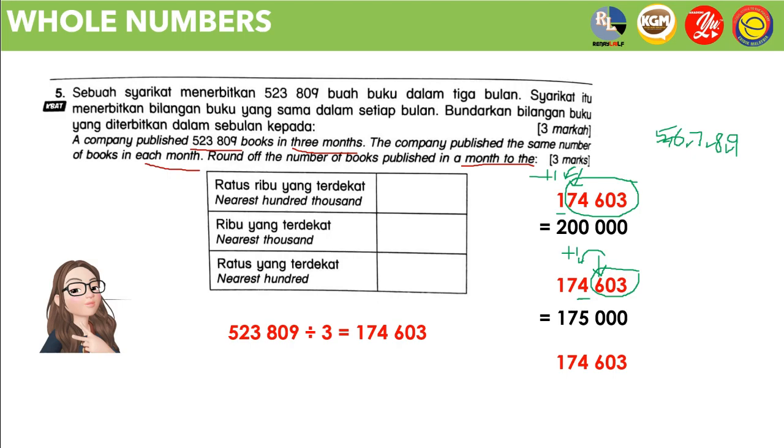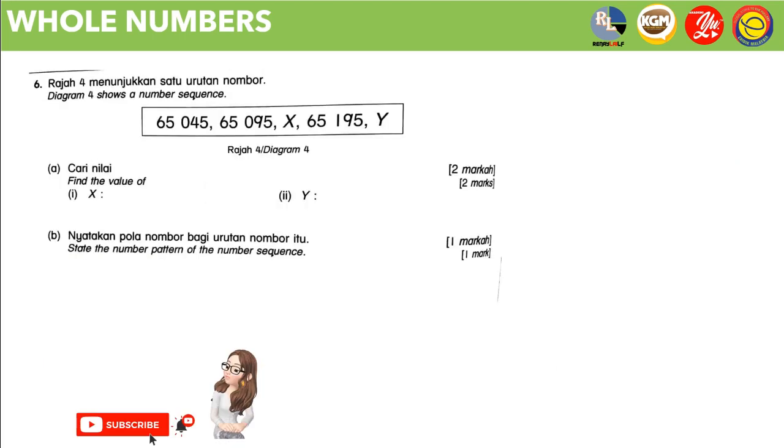Nearest 100, which is the digit of the place value of 100. That is 6. So we're going to circle the numbers that need to be changed into 0. That will be the last 2 digits. Let's look at the second number, which is 0. So we will just add 0 to the place value of 6. So what is the answer? Yes, 174,600.